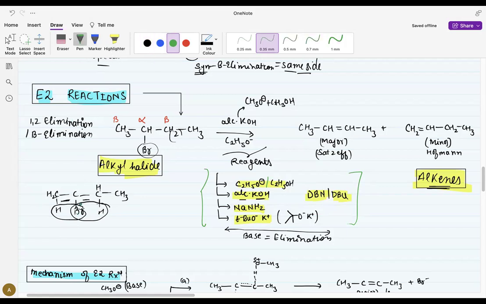है ना? So the carbon on which bromine is attached is known as alpha carbon. The carbon adjacent to it is known as beta. है ना?